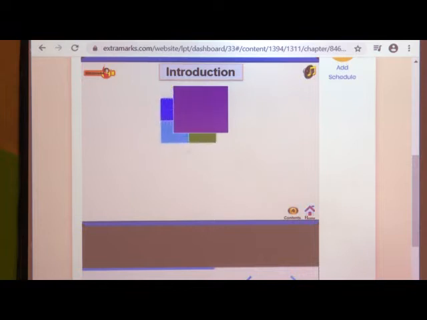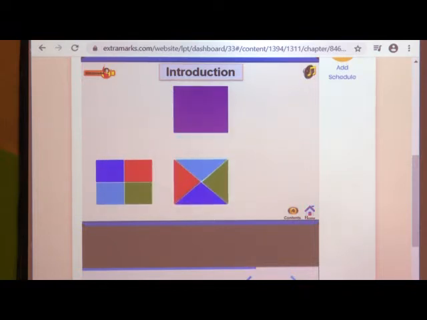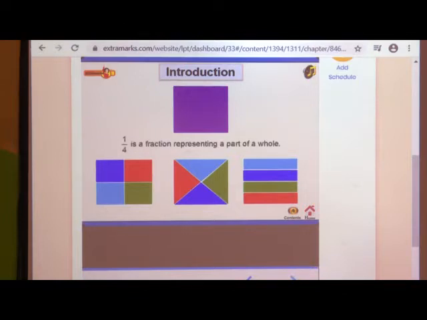We observe that the whole part of the rectangle is divided into 4 equal parts in different ways. Therefore, 1 upon 4 is a fraction representing a part of a whole.